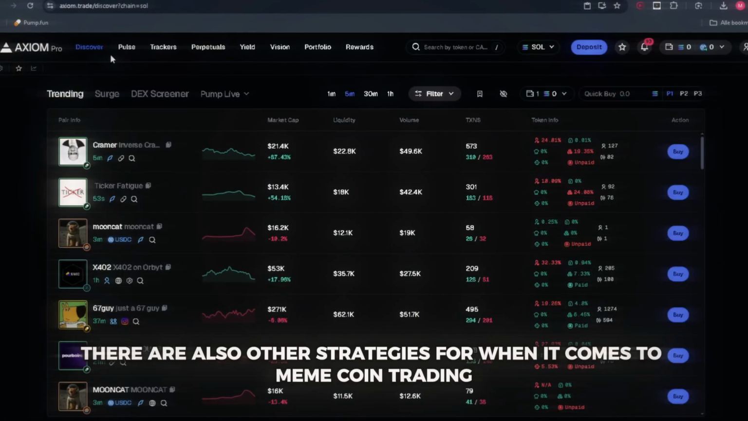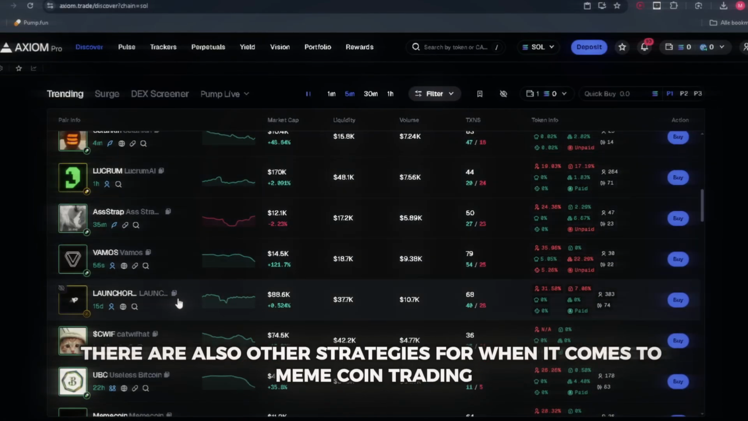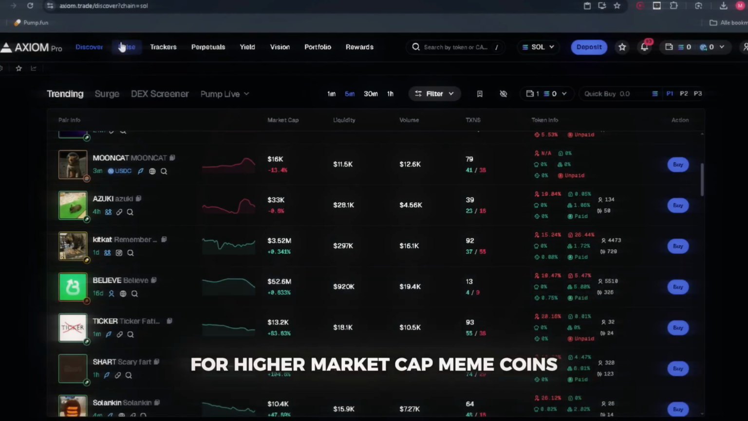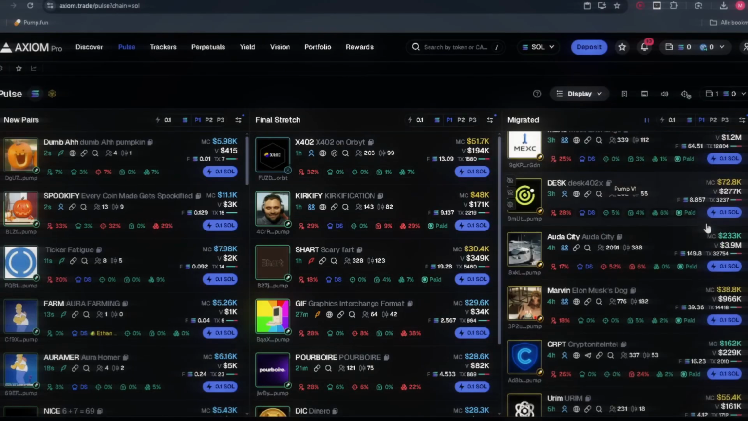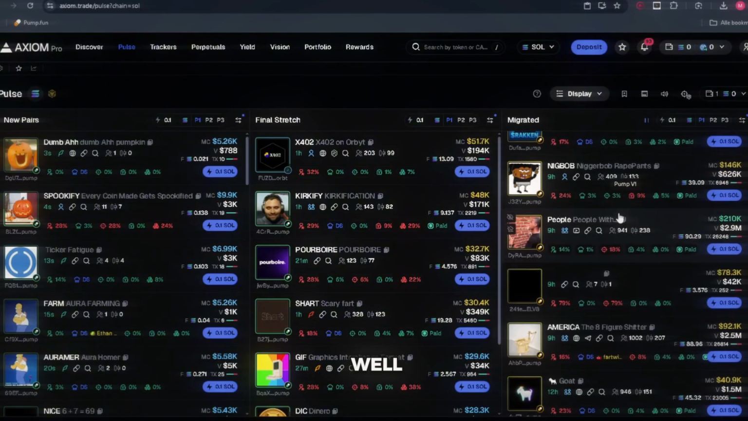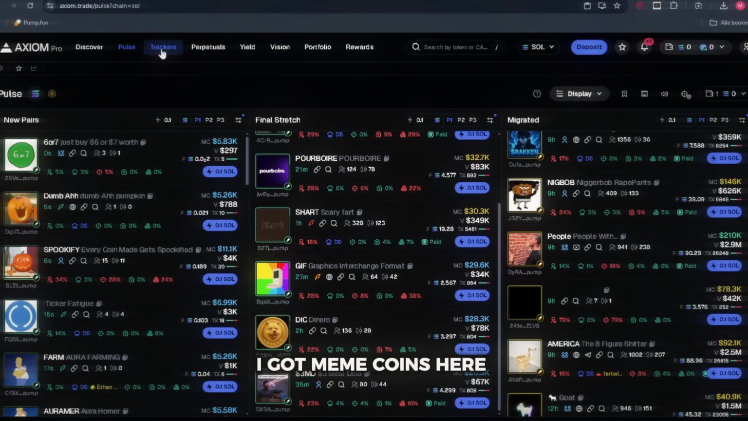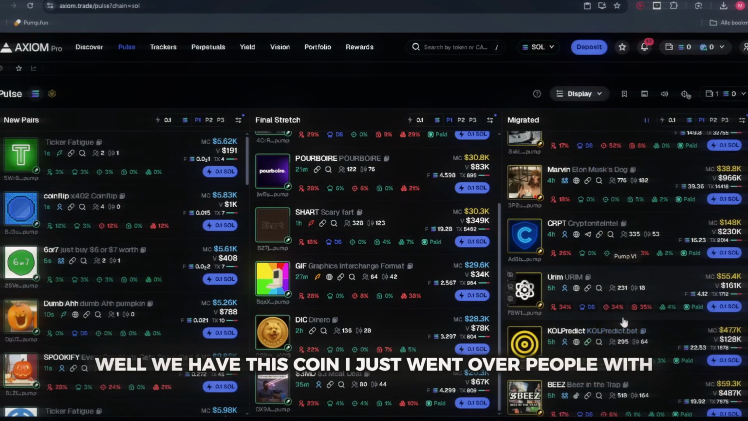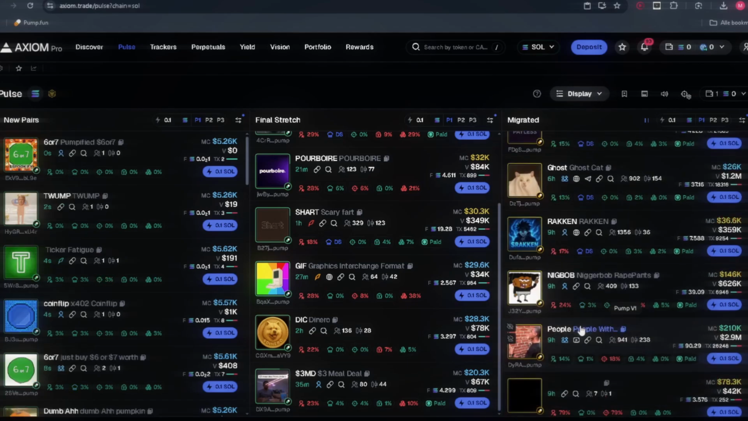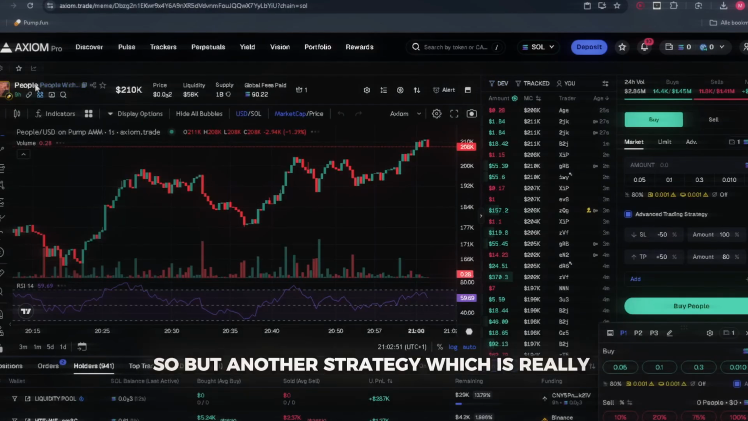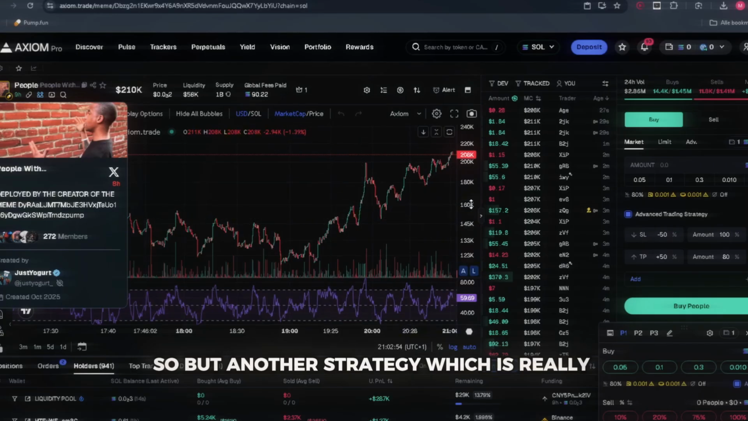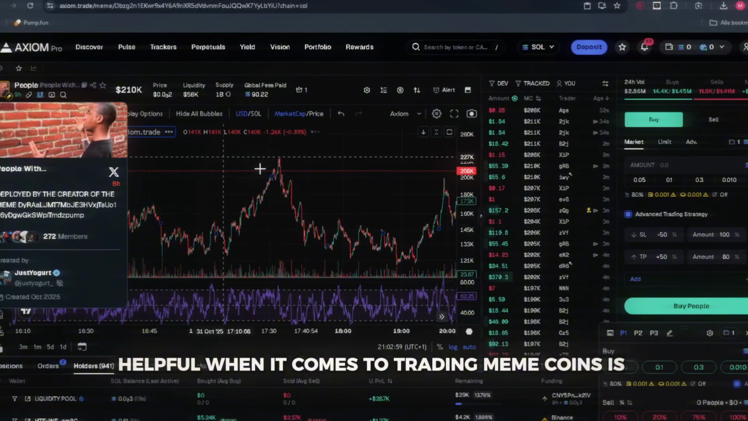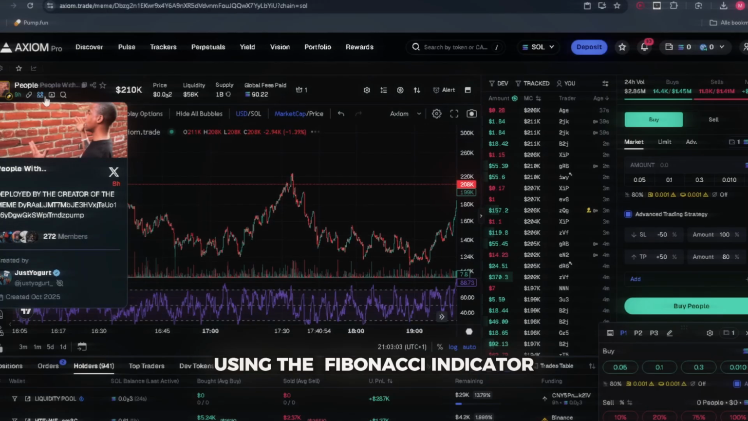Now there are also other strategies for when it comes to meme coin trading. So for higher market cap meme coins, well, we don't really have much high cap meme coins here. Well, we have this coin I just went over, but another strategy which is really helpful when it comes to trading meme coins is using the Fibonacci indicator.